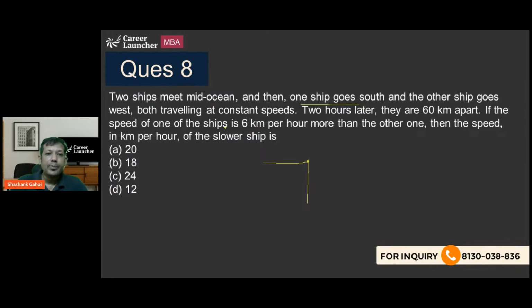If the speed of one ship is 6 kilometers per hour more than the other one, let's say the speed of this ship is x. The speed of this ship is going to be x plus 6. So in 2 hours, the distance traveled is going to be 2x, and the 2 hours distance traveled for the other is going to be this. And the distance between them is 60.